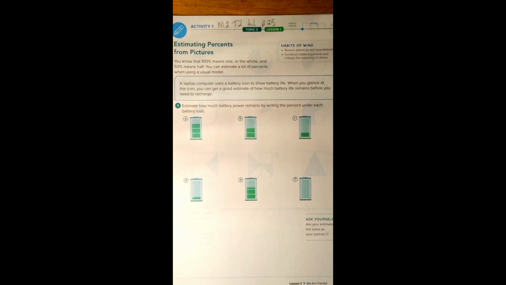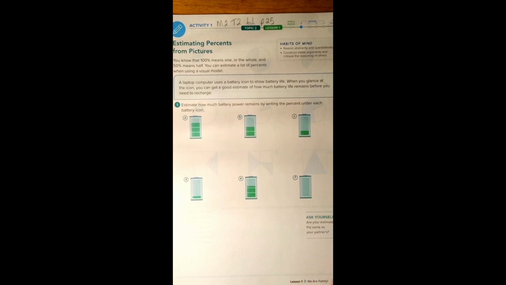Estimate how much battery power remains by writing the percent under each battery icon. Please pause. Do this yourself. Ask yourself, are your estimates the same as your partner's? In class, we'll be doing this together and comparing with the person beside us. Go ahead and do that right now, and then turn the video back on, please.